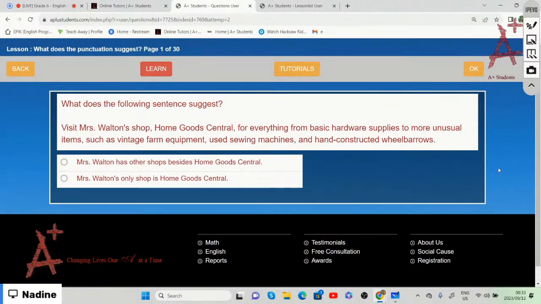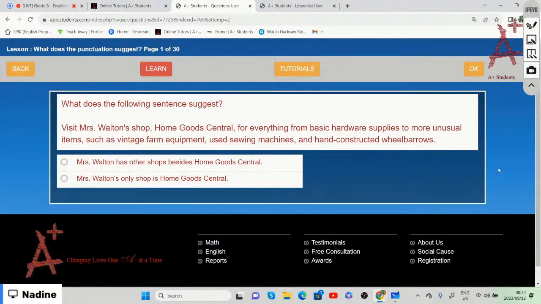Visit Mrs. Walton's shop, Home Goods Central, for everything from basic hardware supplies to more unusual items, such as vintage farm equipment, used sewing machines, and hand constructed wheelbarrows.